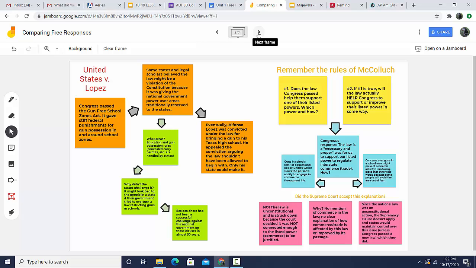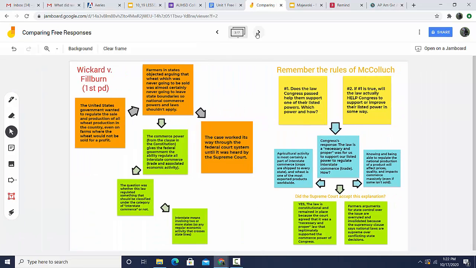All right, so let's take us now to our particular cases. And we're going to start with first period. If you are in second, third, or fourth, you might want to move forward, but I'm not going to spend a ton of time on any of these cases. All right, first period. So your case was Wickard versus Filburn.